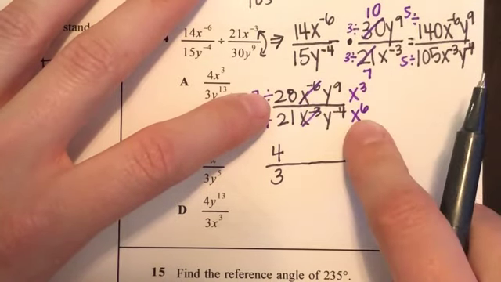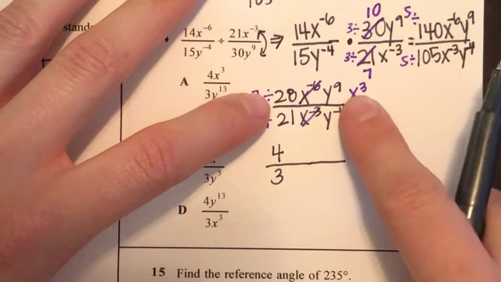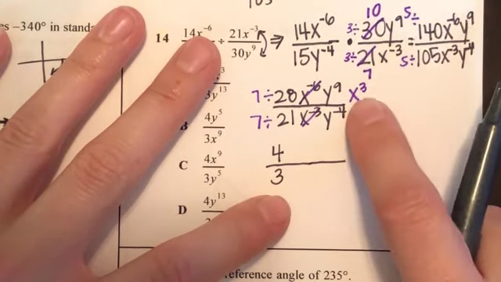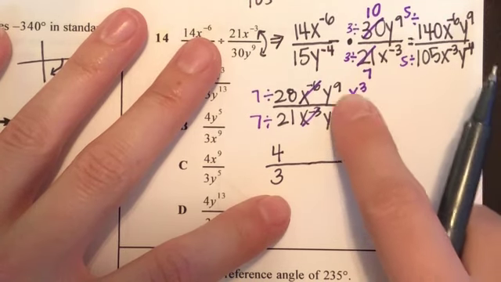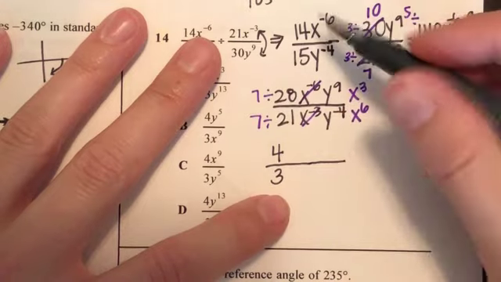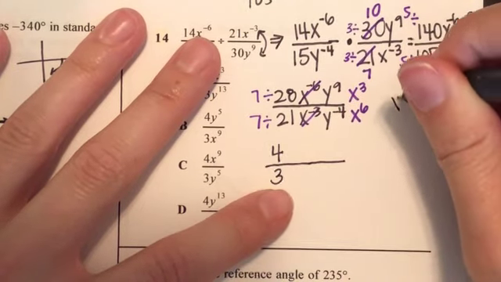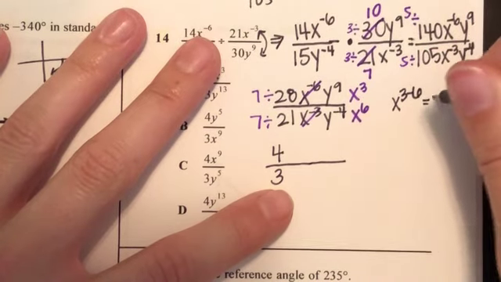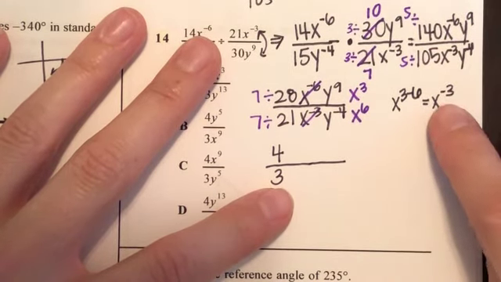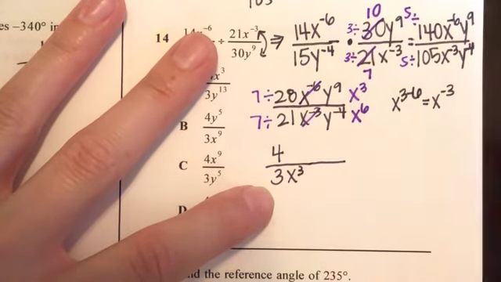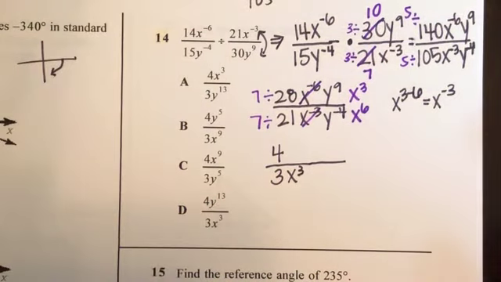So -6 when it came to the bottom became +6, and the -3 became +3. So my rule now with my x's, if there's one on top and one on the bottom, you are going to be subtracting. Because we're dividing these, you subtract. So it's going to be x to the 3 minus 6 power, which gives us x to the -3rd. So since that is a negative exponent, we have to put it down here at the bottom. And it's x to the +3rd power.